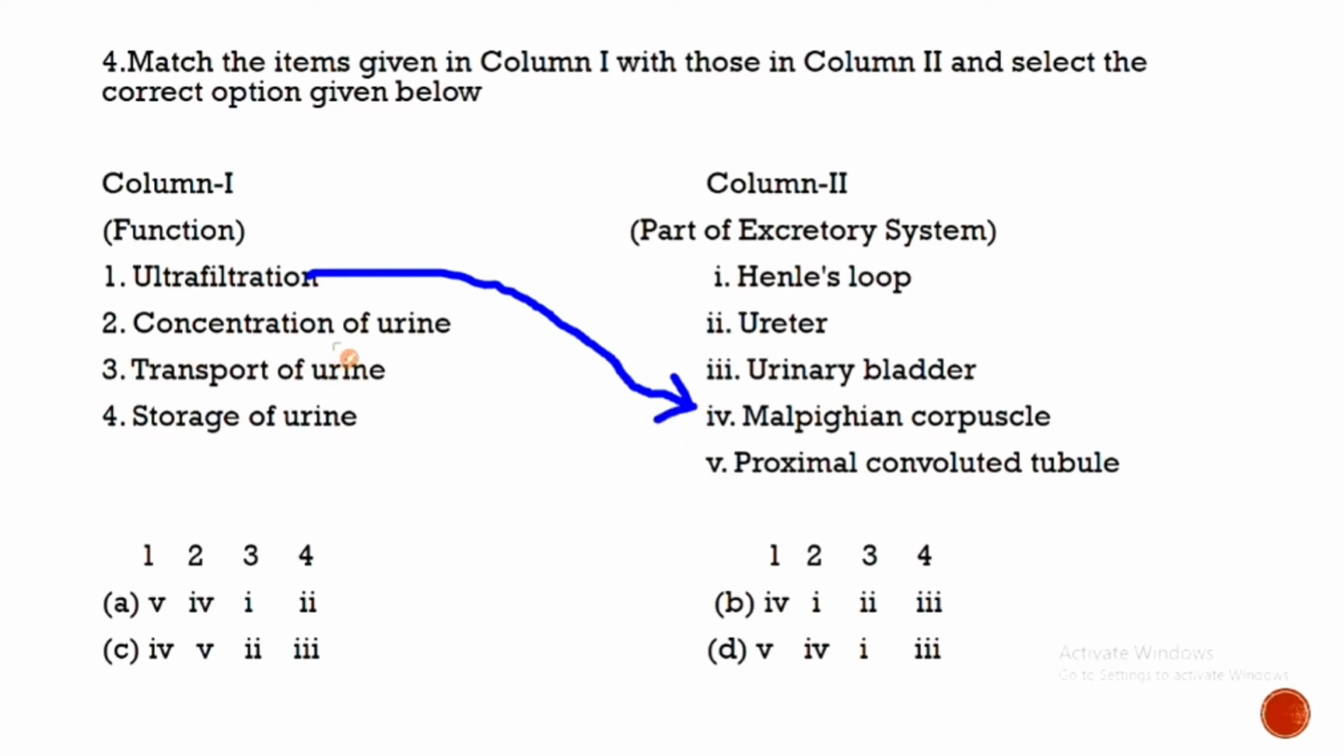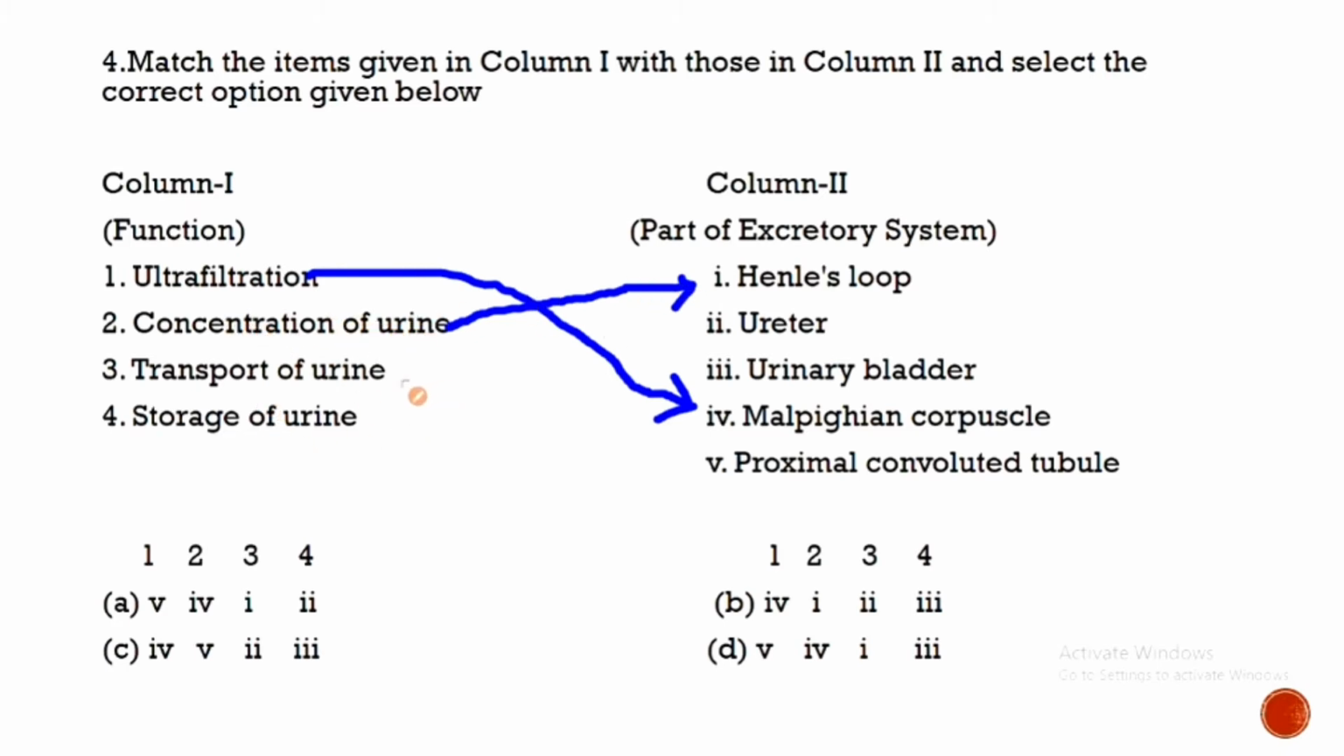Now, second, concentration of urine. Concentration of urine will match up with Henle's loop, because Henle's loop continuously absorbs water from the glomerular filtrate because of the hyperosmolarity created by the countercurrent mechanism. Due to the absorption of water from the glomerular filtrate, the urine becomes concentrated. So concentration of urine matches with Henle's loop.